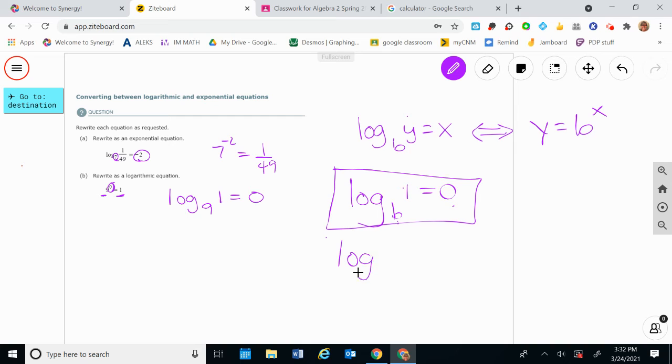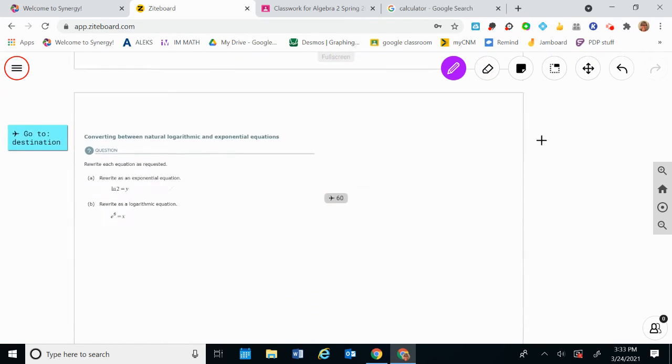I'm going to also give you this one since I'm here. Log base b of b equals 1, because b to the first power equals b. These are two really common ones to know. There's more, lots more.